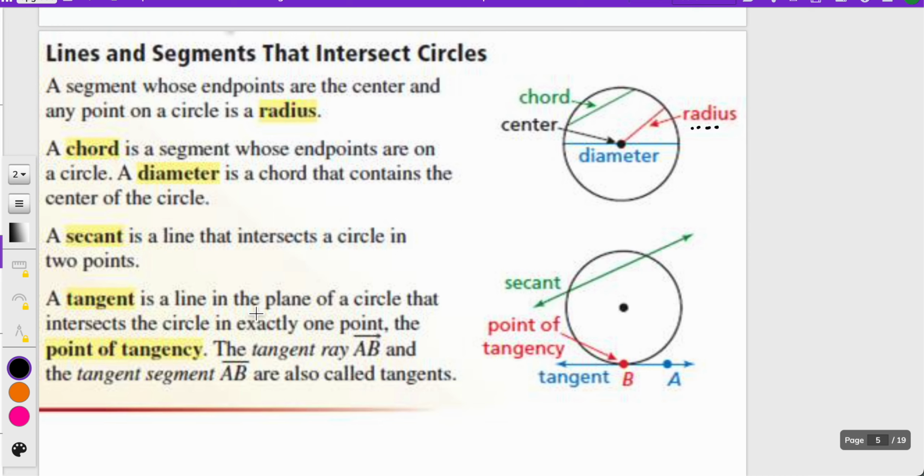A tangent is a line in the plane of a circle that intersects the circle at exactly one point, the point of tangency. Okay? So it's in a plane, meaning it's not going through the circle, but it's in the same area. The tangent ray AB and the tangent segment AB are also called tangents. So notice that you can start with point A and go through point B to make a ray, or you can just make that entirely a line, or a segment, sorry. Just go ahead and make sure you have these labeled in your notes. So if you need to, click pause, and when you're ready to go on, click play.